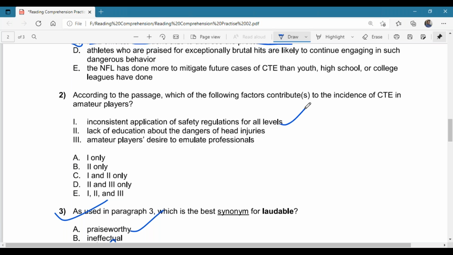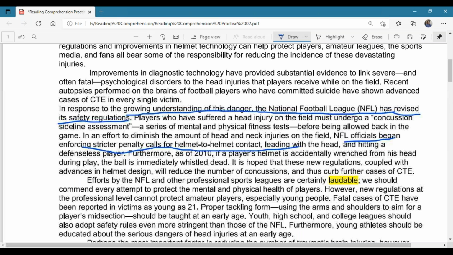Inconsistent application of safety regulations at all levels, lack of education about the danger of head injuries, amateur players desire to emulate professionals. All three are correct. E. All three are correct. Inconsistent application of safety regulations for all levels.